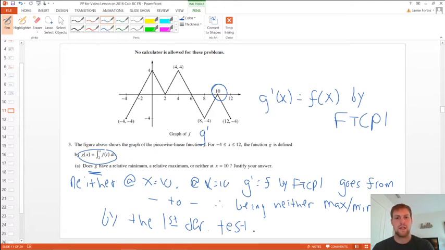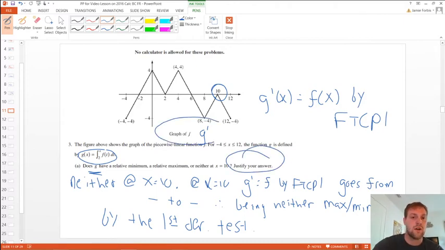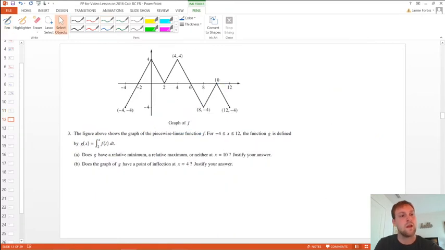I'm sure there's a cleaner way of stating that, but I think that's pretty good. It had to change from positive to negative or vice versa. And remember, we always justify our answer in terms of the graph given. So notice how I justified it in terms of g prime, or f, and I stated that connection by FTC part 1. All right, let's go on to part B. It says, does the graph of g have a point of inflection at x equals 4, and justify your answer.